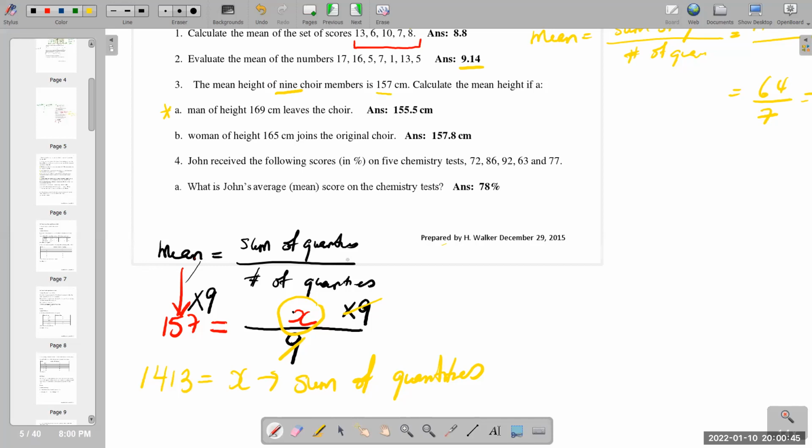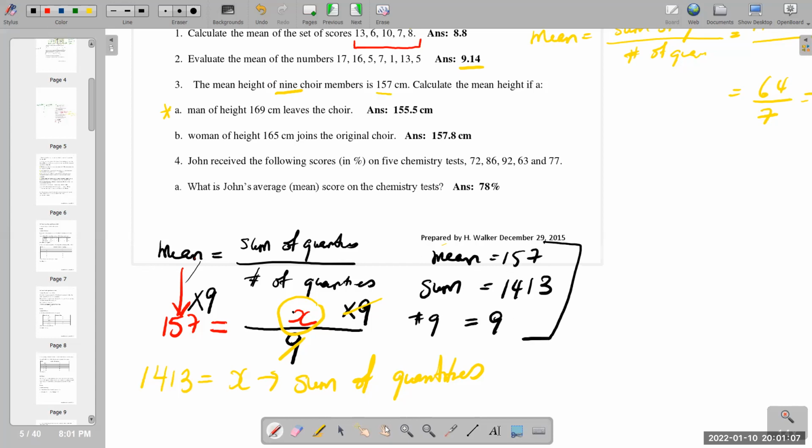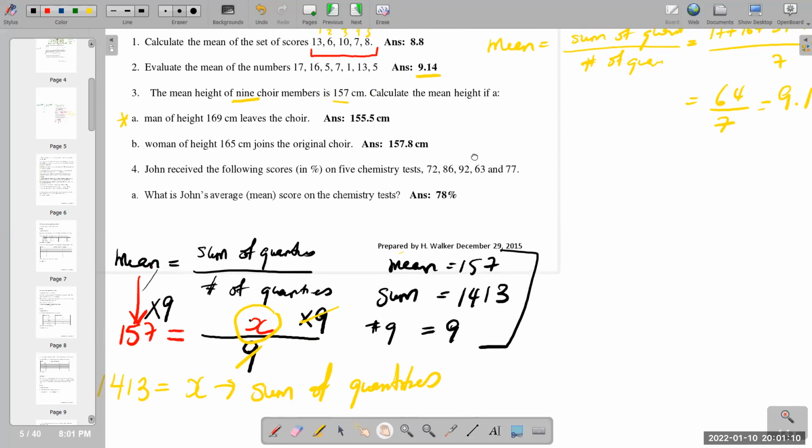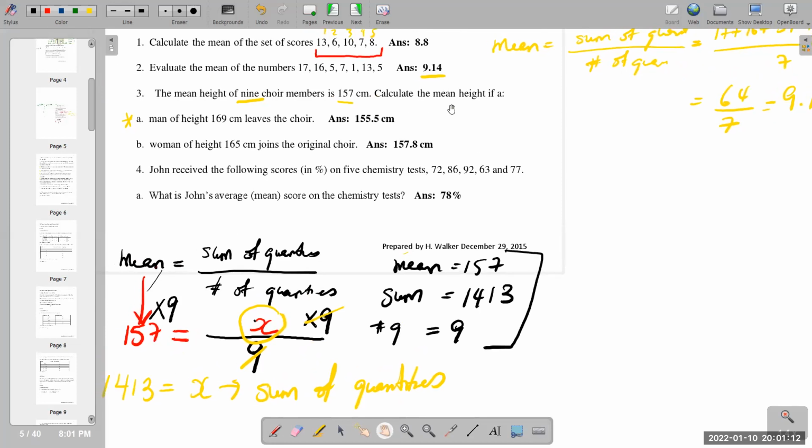No. Let's look at what the question is asking us for. So I'm just going to come back here and put my labels. I know mean is 157. Sum is 1413. And number of quantities is 9. So now we have the 3 things that we need to find any given mean. Now let's look at what they ask us for.